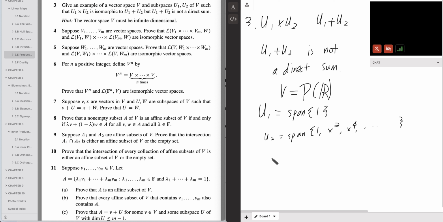Now to construct the isomorphism. Yeah, that's going to be difficult.